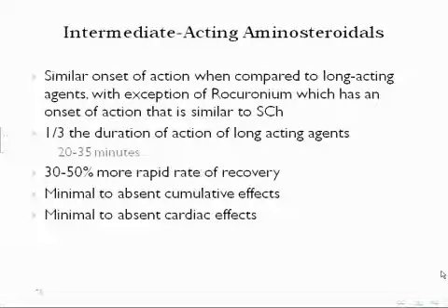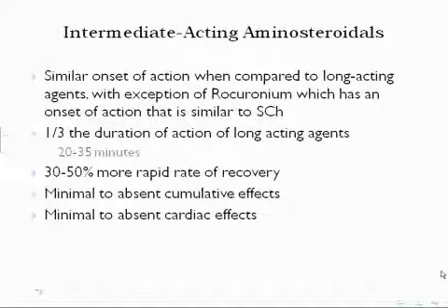They have similar onset of action when compared to long-acting agents, so it takes about 3 to 5 minutes for them to take effect, with the exception of rocuronium. Rocuronium has very rapid onset. Okay, it takes about a minute, minute and a half to kick in.